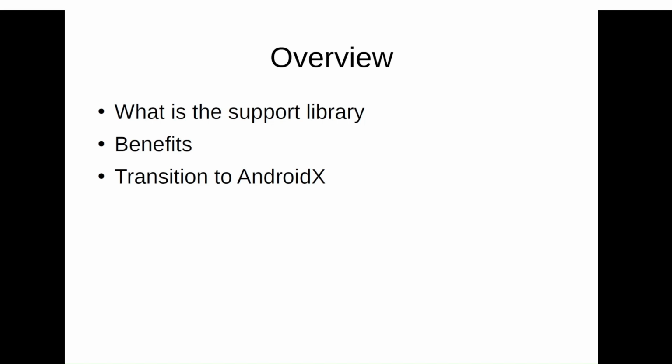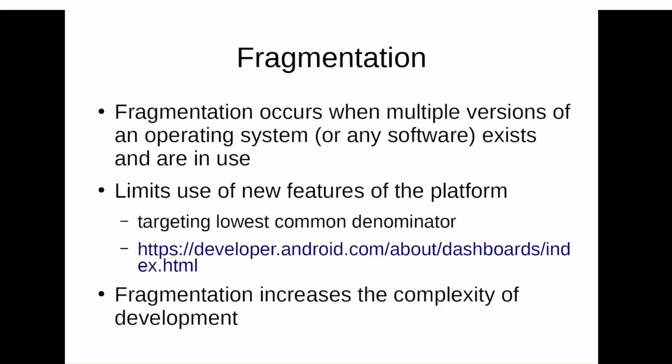To fully appreciate the need for the support library, we have to first understand one of the most entrenched problems in the Android ecosystem, that of fragmentation. To put it simply, fragmentation occurs when there are multiple versions of Android that are running on multiple devices at the same time. It makes it difficult for developers to build applications that fully and properly support all of these versions at the same time.